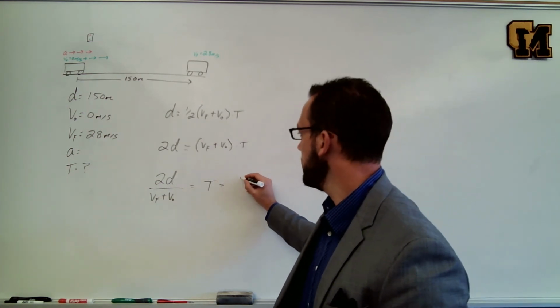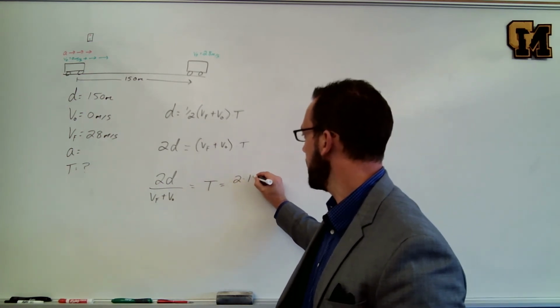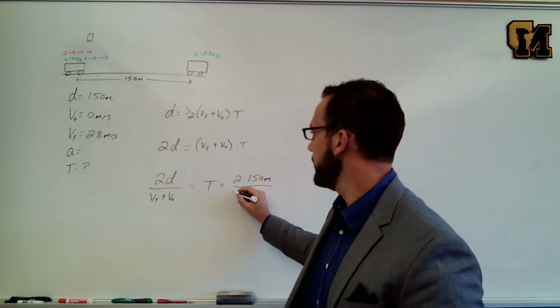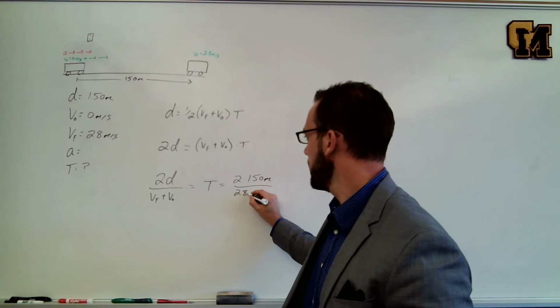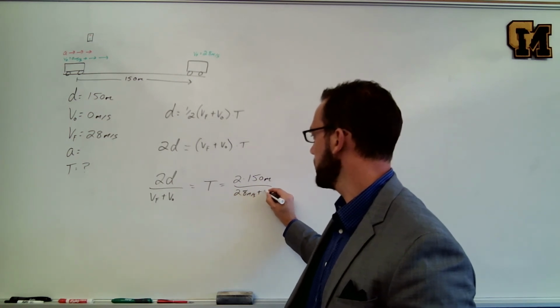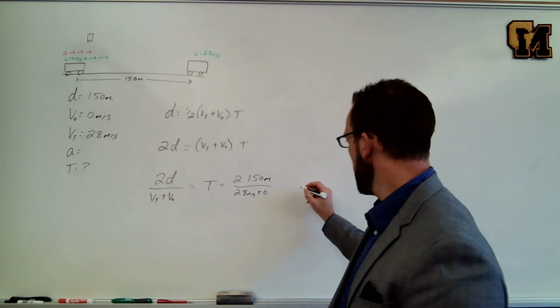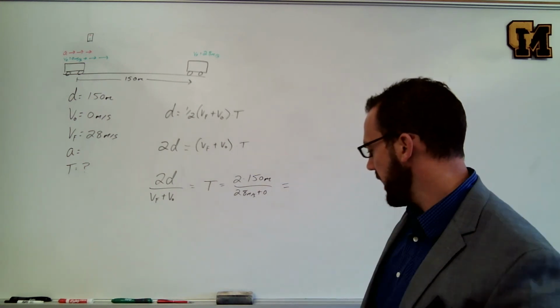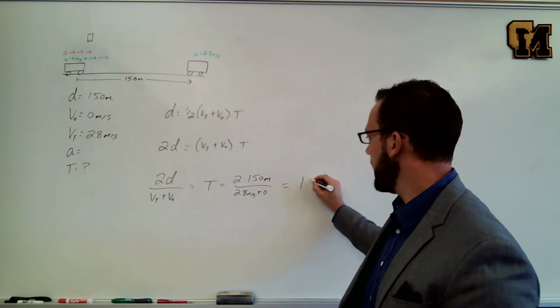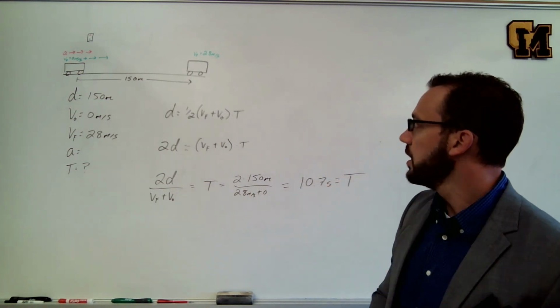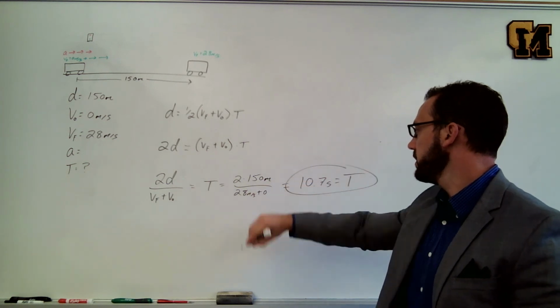If I plug in my numbers, that would be 2 times 150 meters divided by vf, which is 28 meters per second, plus nothing. So it doesn't really matter if you write the 0 or not. When I plug all that into my calculator, I find out it's going to take me about 10.7 seconds to accelerate to 28 meters per second.